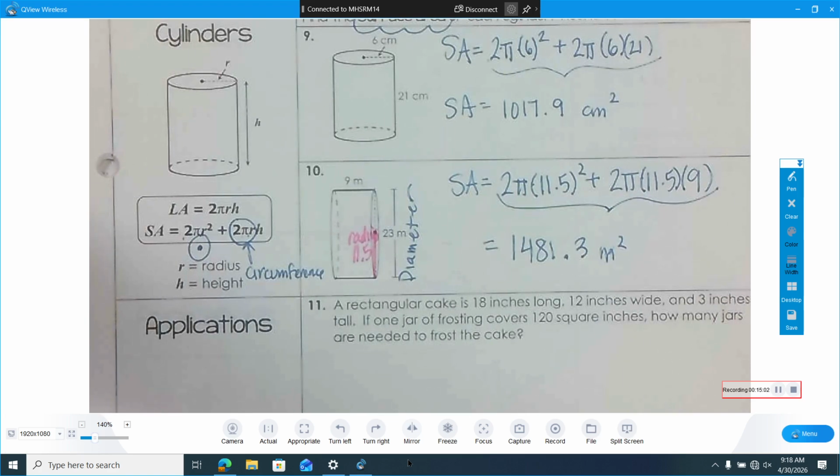Now you're going to see some problems on your Delta Math today that are nets. So they're unfolded like this. And all you need to do is figure out the area of each shape and add them all up. Okay? All right, you are good to go.